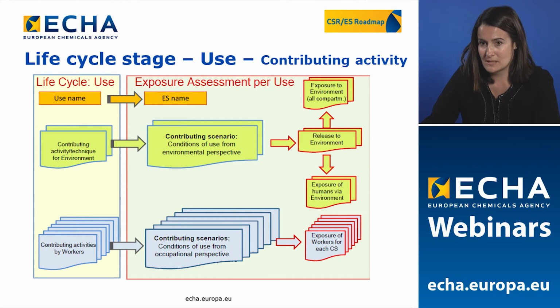Use maps are to describe the typical uses in one sector, and the uses can be included in different life cycle stages. For example, in one sector, we can have uses that correspond to the manufacturing stage, to the formulating stage, or to the consumer stage. Each use consists of contributing activities. The exposure assessment is to be done per contributing activity, and therefore, the conditions of use that we will describe in the use maps are for each contributing activity in a use. Once we have these concepts clear, let's take a look at the different templates.